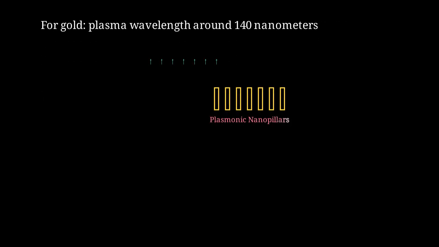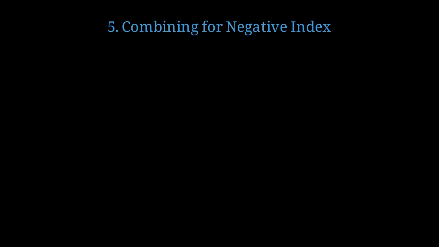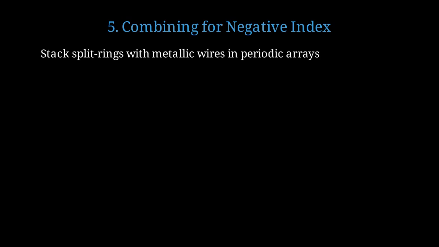Arrays of gold nanopillars create engineered plasmonic resonances, enhancing and tailoring the negative epsilon response. By combining split-ring resonators and metallic elements, we achieve simultaneous negative epsilon and mu. We arrange split-ring resonators and thin metallic wires in periodic three-dimensional arrays with spacing much smaller than wavelength. The lattice spacing A must be much less than wavelength lambda for the material to act as an effective medium. When both are negative, we take the negative square root, giving negative effective refractive index.